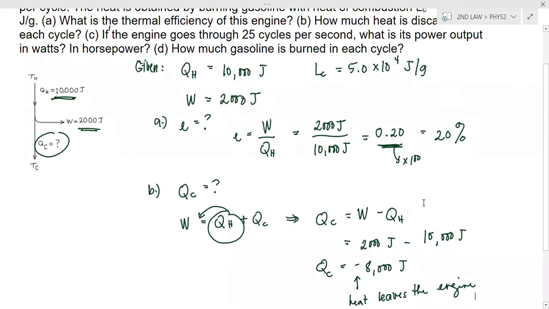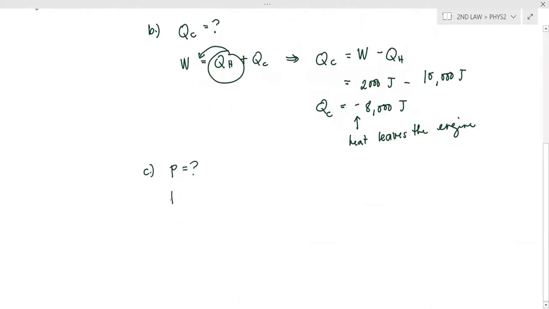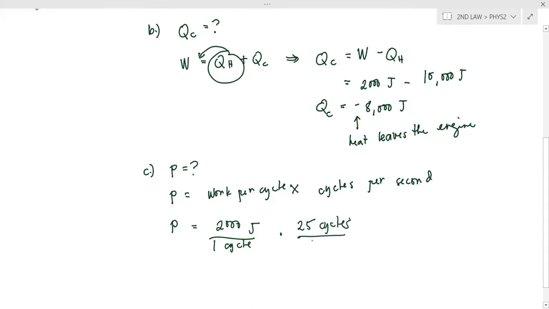Now for letter C, we are going to look for the power output of the engine, given that we have 25 cycles per second. Power is equivalent to work per cycle times cycles per second. This will be 2,000 joules per one cycle times 25 cycles per one second. This is from the given in the problem. So you just multiply this, and the cycles will cancel out. This will give us 50,000 joules per second, and our unit for power is watts, so 50,000 watts. Note that 1 watt is equivalent to 1 joule per second. So this is now our power.